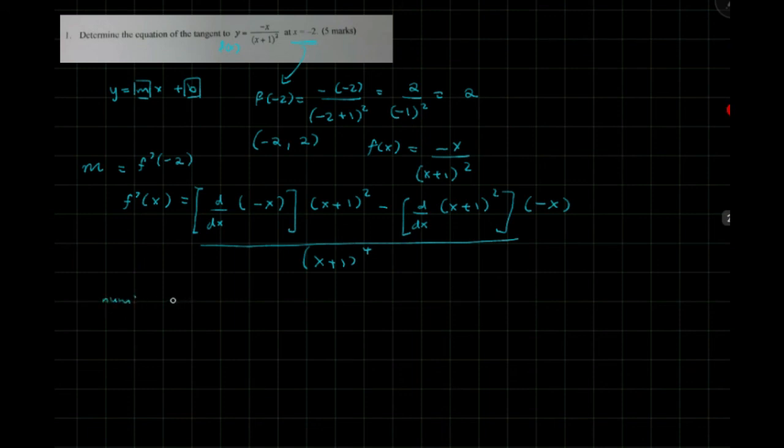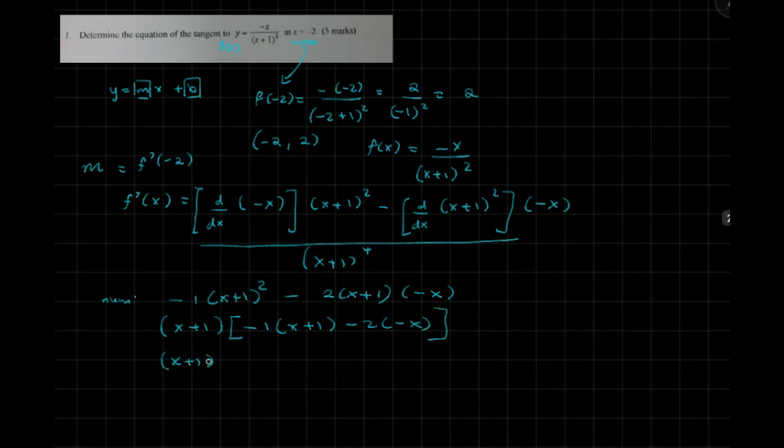Okay, if I clean up the numerator a little bit, we get -1 times (x plus 1) squared minus, you're going to be using the chain rule here, so 2 times (x plus 1). Because the derivative of the inside of this is 1, we don't have to write it, times -x. And if I simplify this, I'm going to factor out an (x plus 1) here. So if I factor out an (x plus 1), we get -1 times (x plus 1) minus 2 times -x. And this is going to give me (x plus 1) times (-x minus 1).